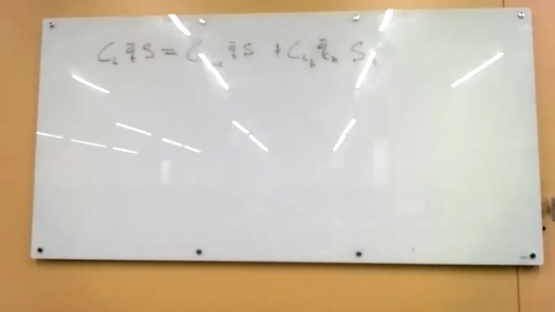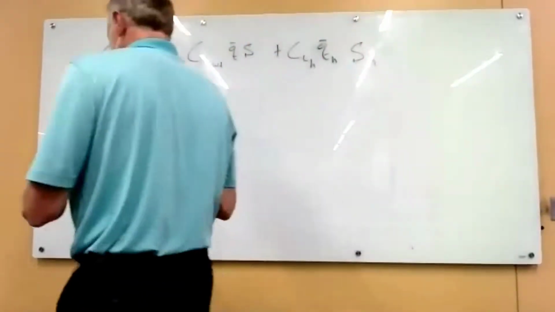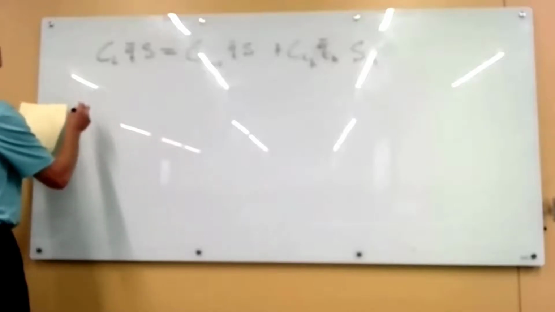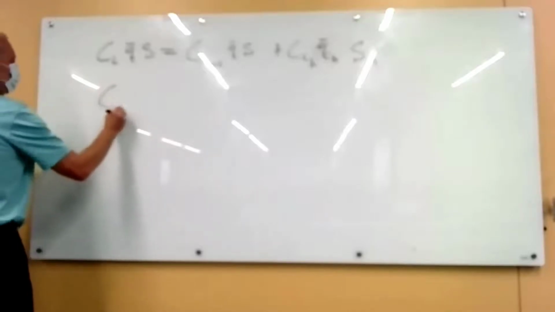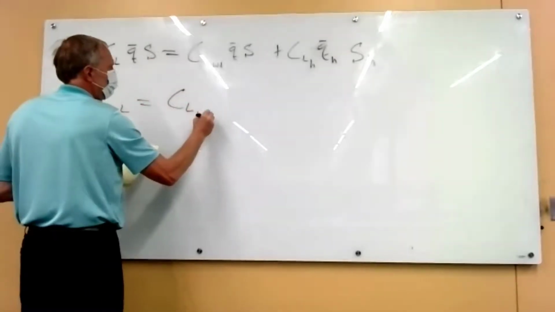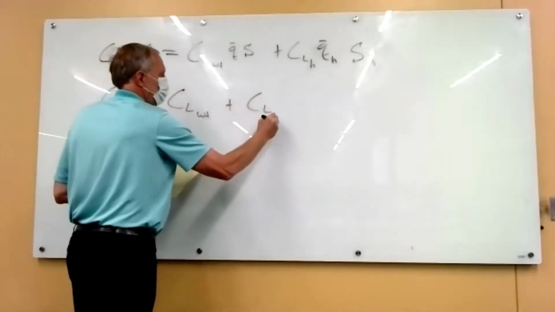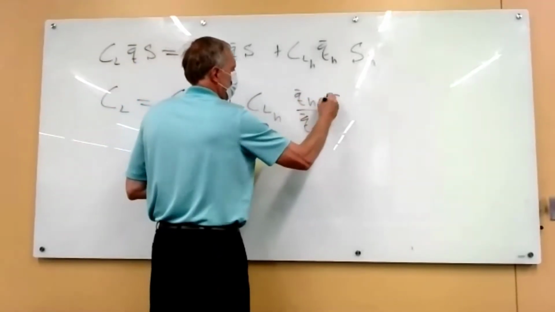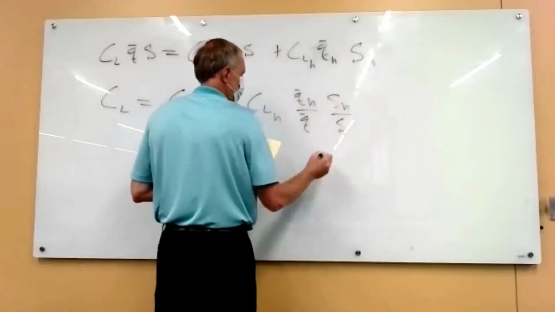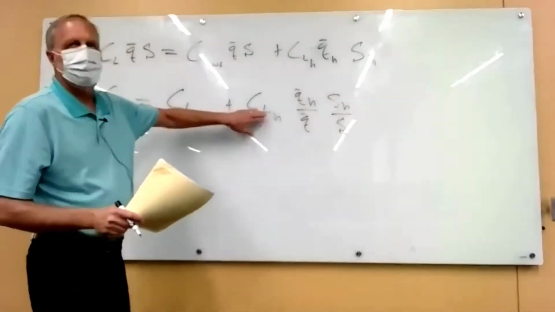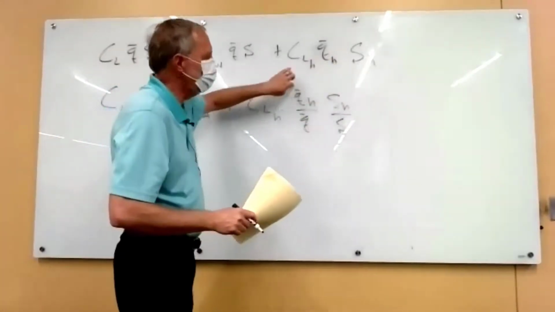All right, so if we divide through by Q bar S, we can simplify things. And then here we get the CL of the wing fuselage, and then every time we have the tail stuff, we're multiplying by these ratios.